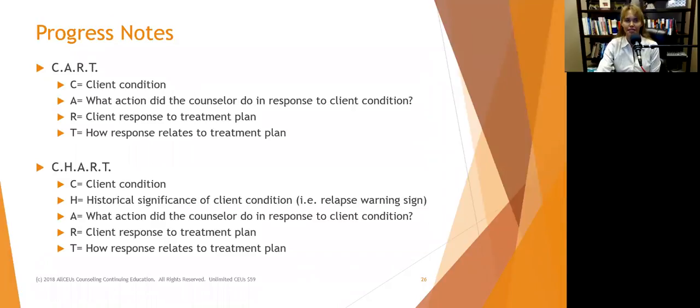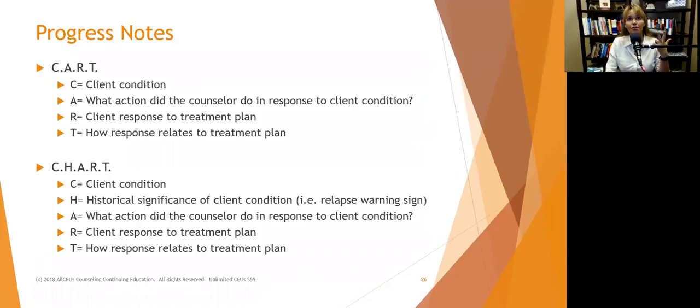CART. I promise we're almost finished with these. These are really helpful for interns to help them remember what to put in their notes. CART stands for client condition. So that's your mental status, orientation, suicidality. A is what action did the counselor do in response to client condition.